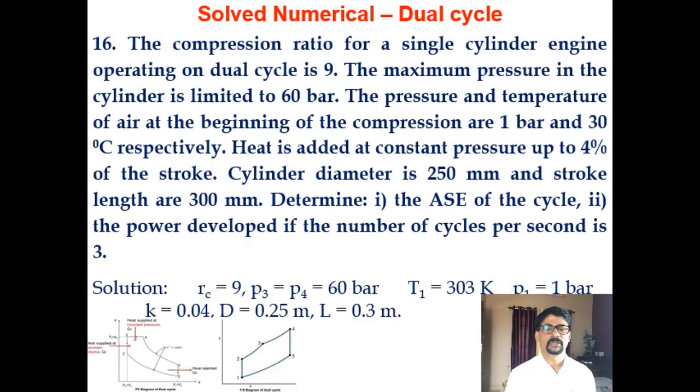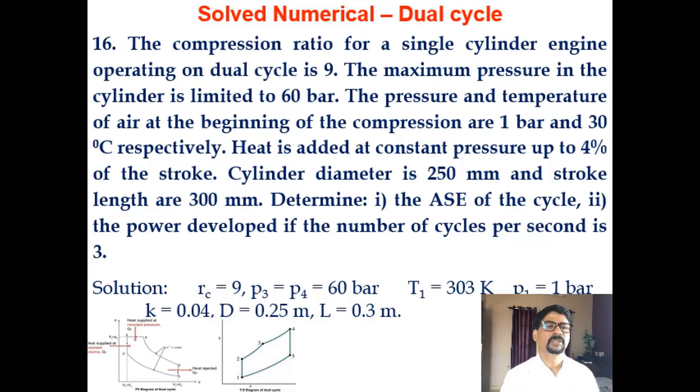Now let us solve this problem. The compression ratio for a single cylinder engine operating on dual cycle is 9. The maximum pressure in the cylinder is limited to 60 bar. The pressure and temperature at the beginning of compression are 1 bar and 30 degrees Celsius respectively. Heat is added at constant pressure up to 4% of the stroke. Cylinder diameter is 250 mm and stroke length is 300 mm. Determine the ASC of the cycle and the power developed if the number of cycles per second is 3.